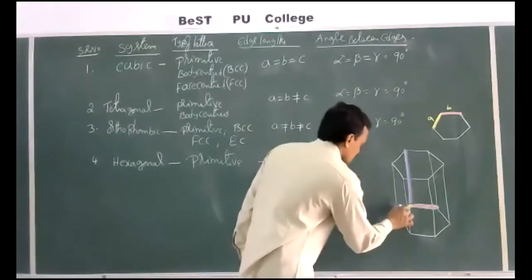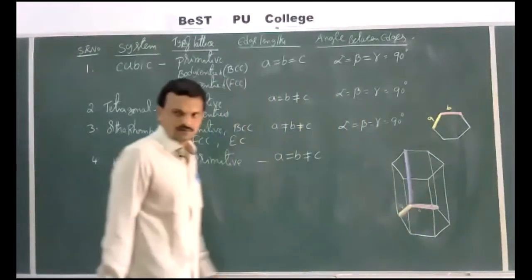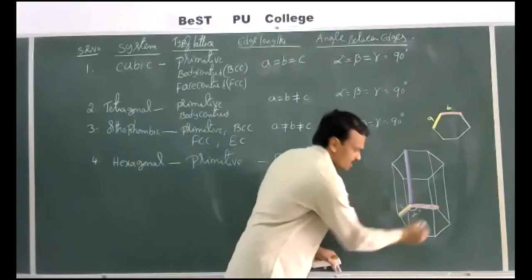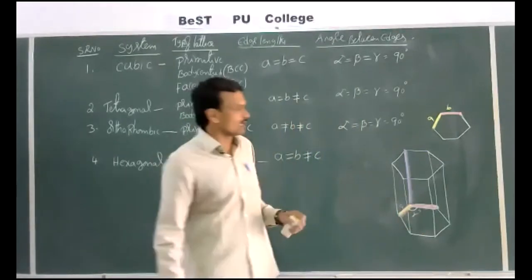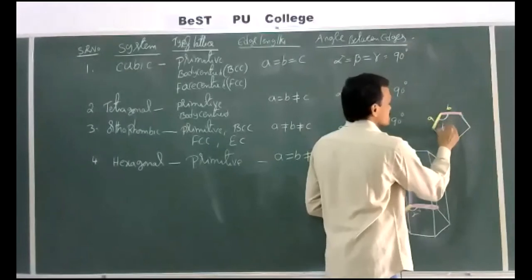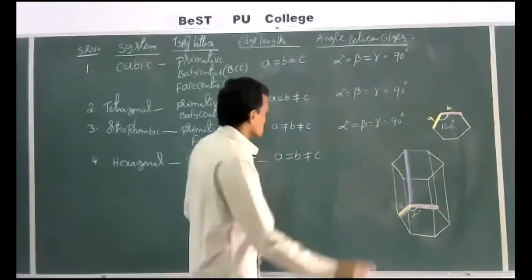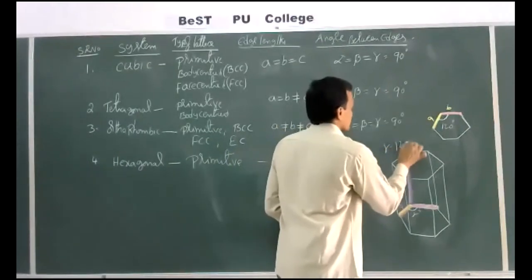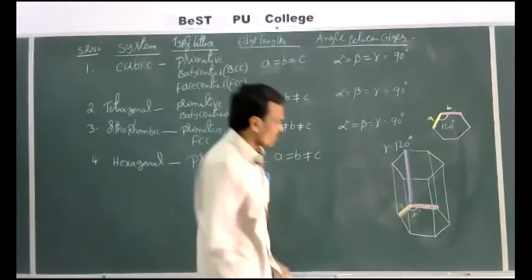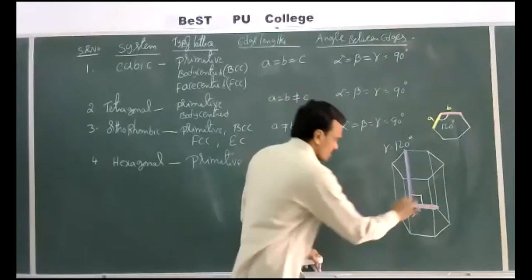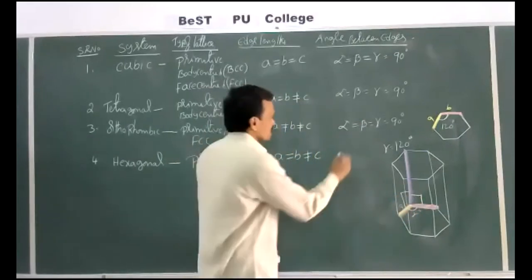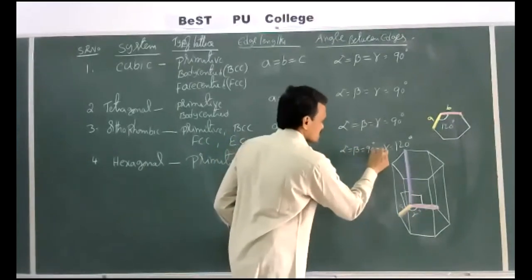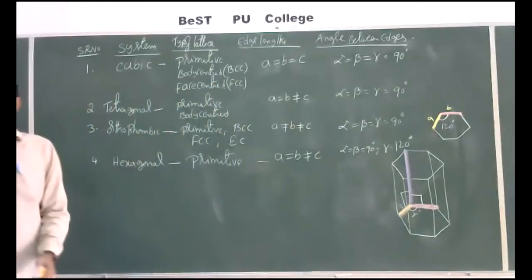Okay, let us assume this is A, B and C like this. Now see here, between A and B, what is the angle here? Gamma. And this is nothing but equal to 120 degrees. In a hexagon the angle is 120 degrees. That means here gamma is equal to 120 degrees, whereas this is 90 degrees and this also 90 degrees. That means alpha is equal to beta, which is equal to 90 degrees, whereas gamma is 120 degrees.